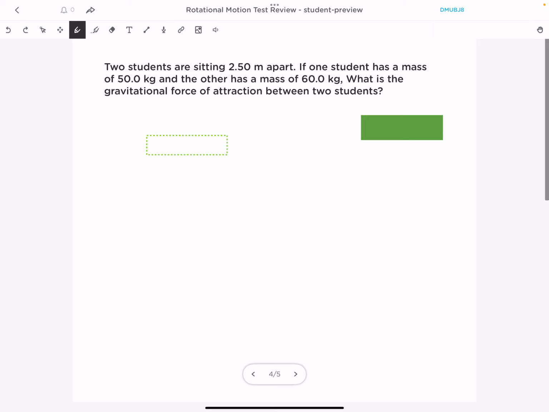So this one, you're going to use Newton's law of gravitation. So G m1 m2 over r squared. And we have these two students. They're going to feel this force of gravity. Not actually, though, because we're going to see it's a very, very, very small number. But technically, there is a force of gravity between them.